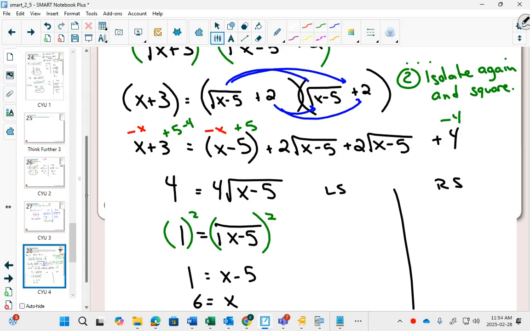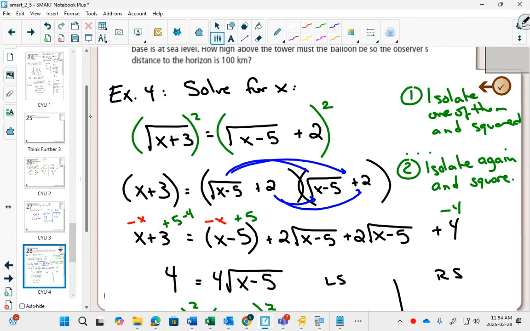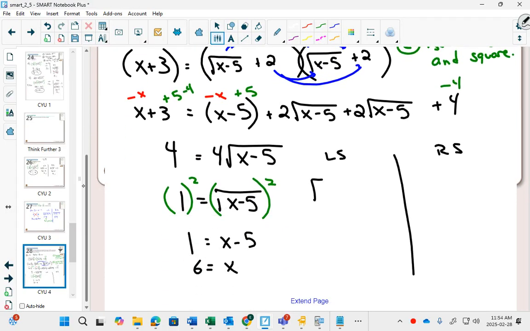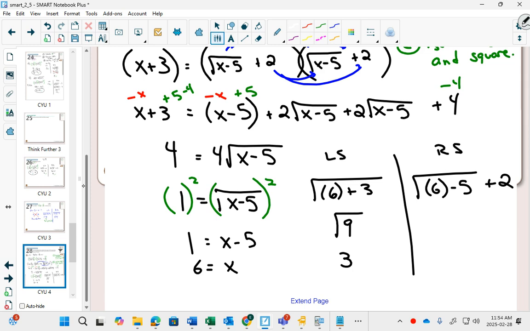Does it actually work? Or is this an extraneous root where nothing works? So, first of all, left side, what is x plus 3? I plug in my 6. I get the square root of 9, which is 3. On the other side, I had square root of x minus 5 plus 2. 6 minus 5 is the square root of 1 plus 2. Square root of 1 is 1. 1 plus 2 is 3. They are identical, so I can go to this one, put a check and a circle around it. I know that it works.